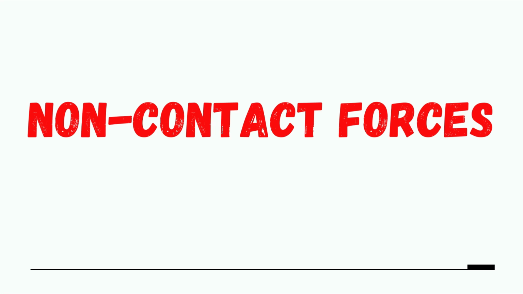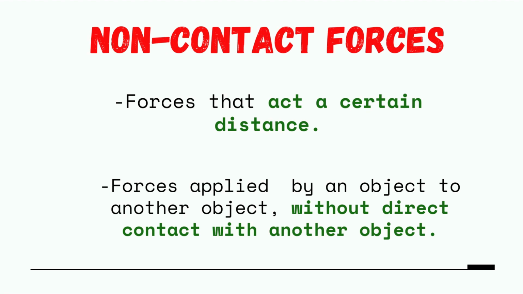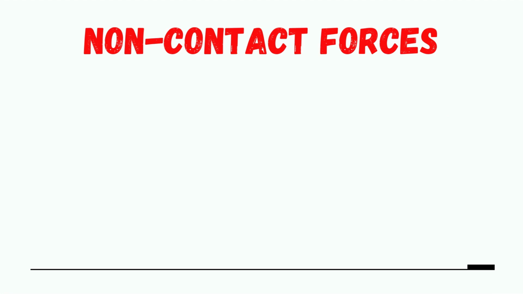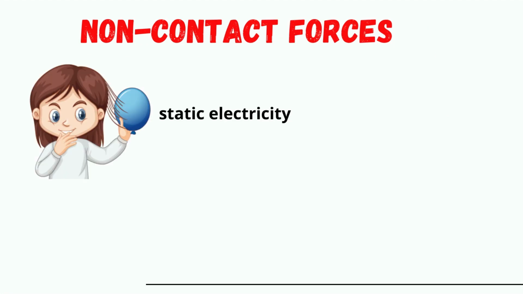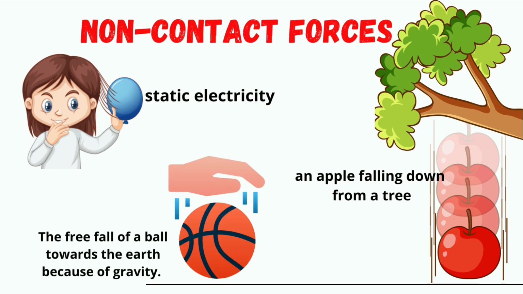This time, let's learn about non-contact forces. Non-contact forces are forces that act at a certain distance. They are forces applied by an object to another object without direct contact. Let's take, for example, the magnet pulling coins from a distance. There are also other examples of non-contact forces. Let's have static electricity, an apple falling down from a tree, and the free fall of a ball towards the earth because of gravity. So that's it, learners.